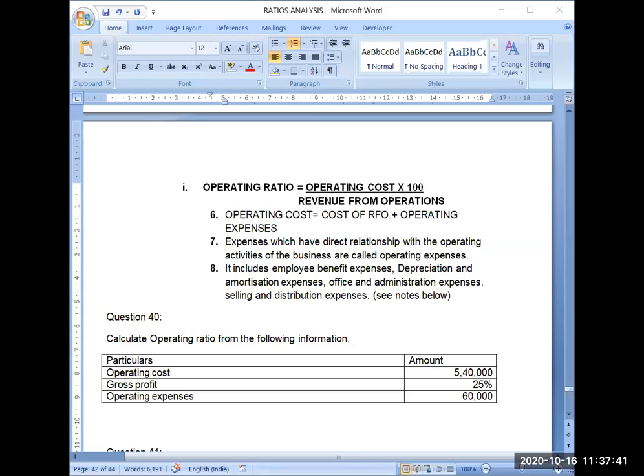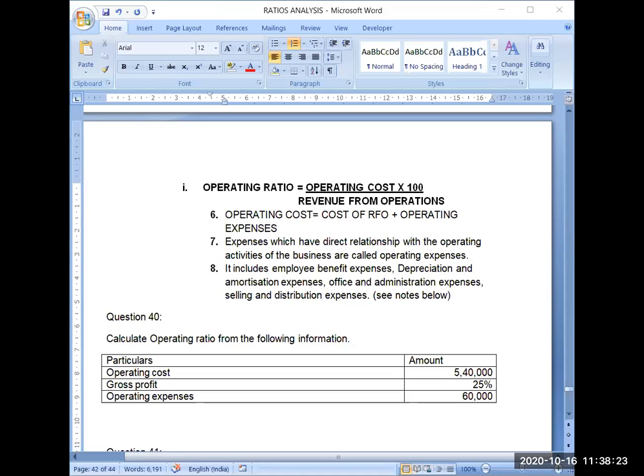Like if some business is engaged in purchasing and selling of mobile phones, then purchasing and selling of mobile phones will be the operating activity of the business. Similarly, if some company is engaged in printing and selling of books, then the main operating activity of the business will be printing and selling of books. So whatever expenses you are incurring in connection with the main activity of the business will be termed as operating expenses.